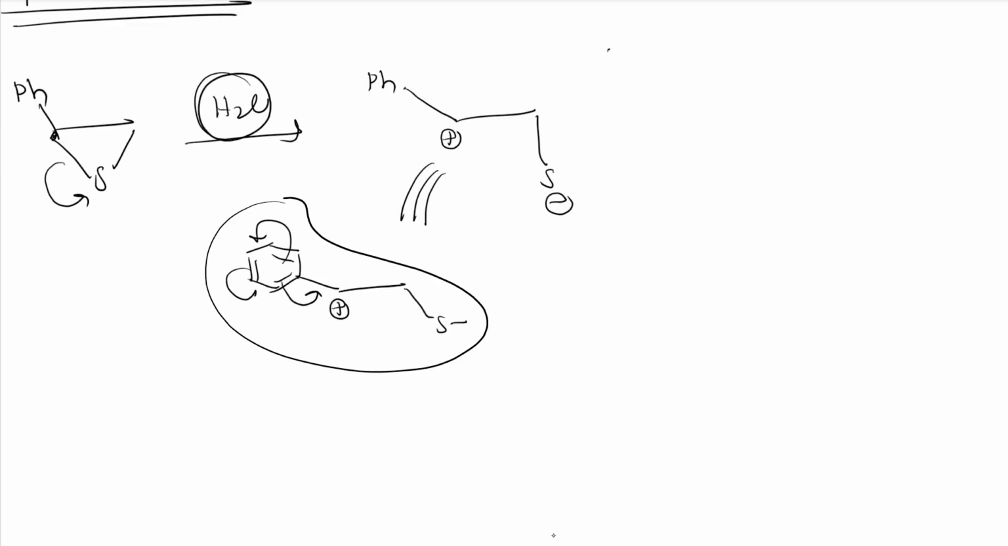I hope you understood, right? So this positive charge can be stable. So this nucleophile, that is the water molecule, H-O-H, has a lone pair, and it can attack this carbon, right? So if you see, I'll get OH here, and S minus will be there, and from water it will get a proton and become SH, right?